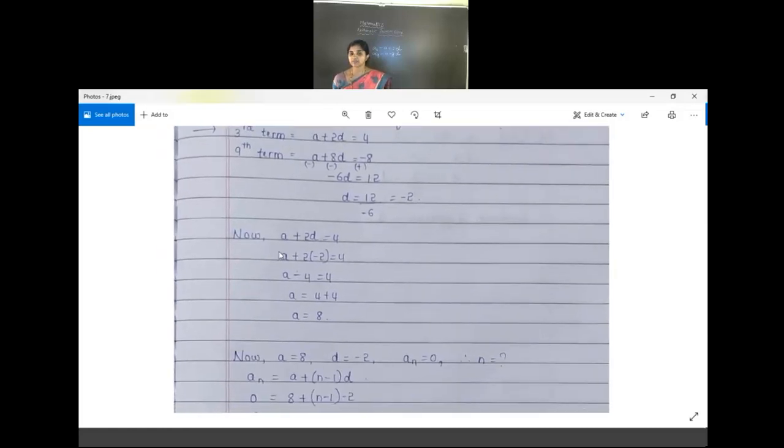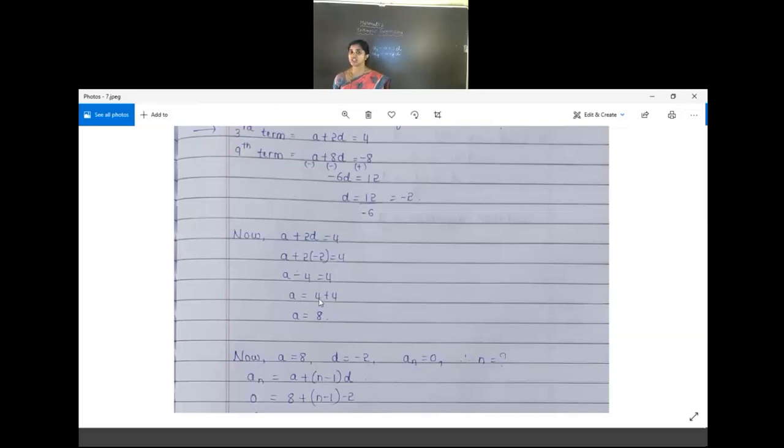Then you have to substitute d is equal to minus 2 in any one equation. Take the first equation, that is a plus 2d is equal to 4. A plus 2 into difference is minus 2, that is equal to 4. Then a plus into minus, minus 4, which is equal to 4. A is equal to 4 plus 4, that is 8. Difference is minus 2, then a is equal to 8 we got.